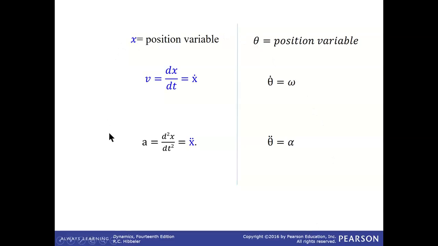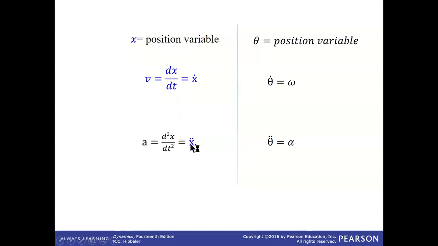We will use this notation often from now on. When we have a linear position variable x, the first derivative of x, the derivative of the position variable, gives us velocity. So velocity is dx by dt. We often write this as x dot. The dot on top of x represents its first derivative with respect to time.